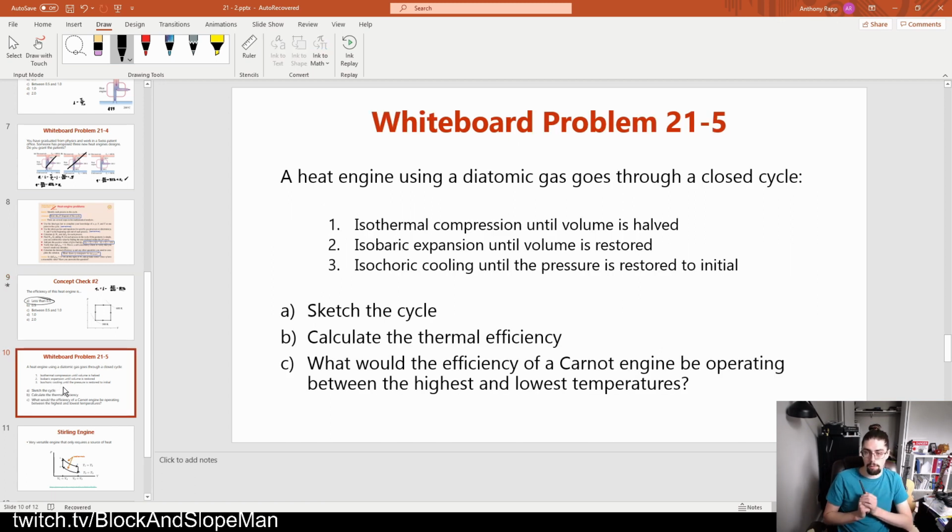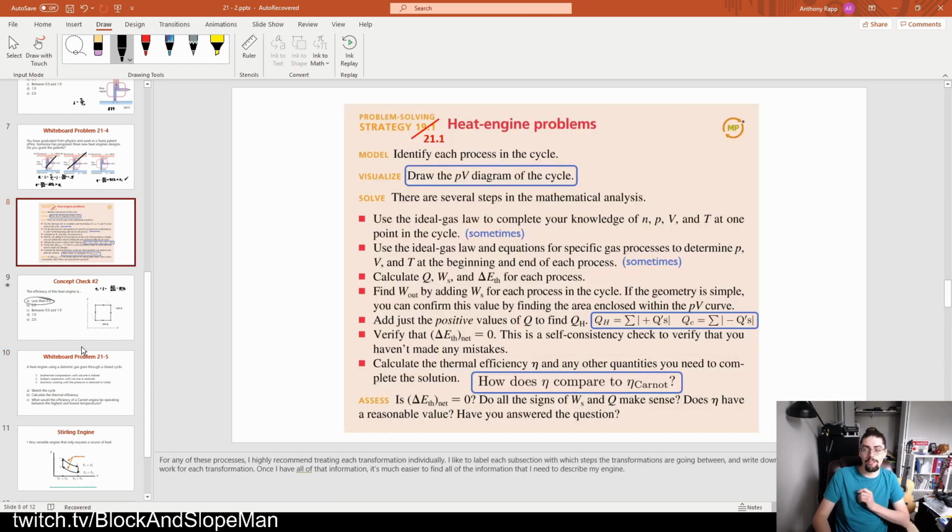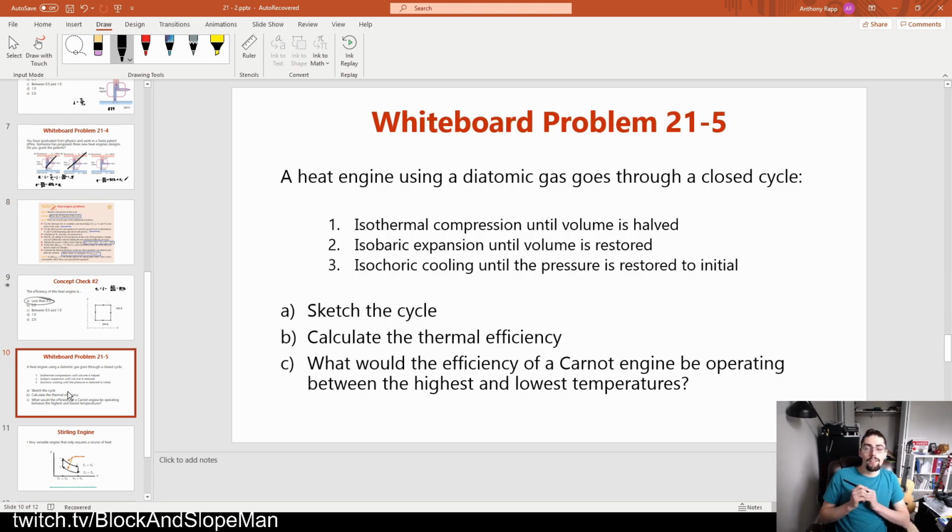So, here's a bit of a longer problem, right? And it might be helpful to follow some of these initial steps. Let's imagine that we have some sort of heat engine, and we go through 3 different steps here. First, isothermally compress until we have half of the volume that we started with. Then, isobarically expand until we get back to our original volume. Finally, isochorically cool until we're back to our initial state.